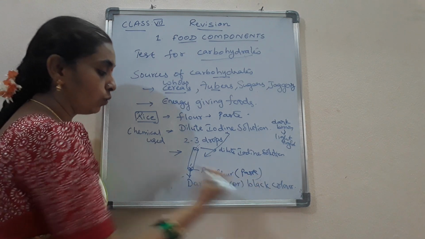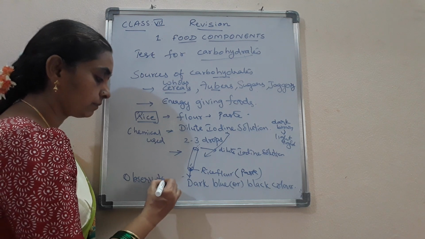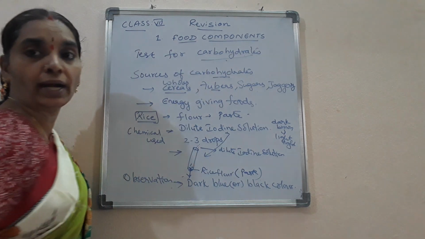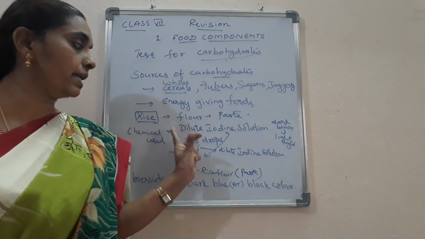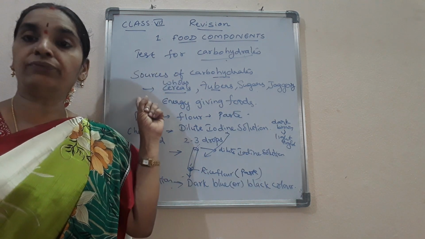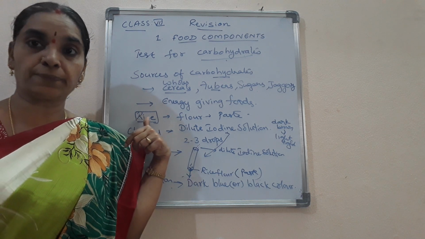Then it turns to blue or black color. So that is the observation. It is the confirmation test for carbohydrates. If a substance turns dark blue or black on addition of dilute iodine solution, then it is confirmed that the substance contains carbohydrates. Here we have taken the substance as rice.